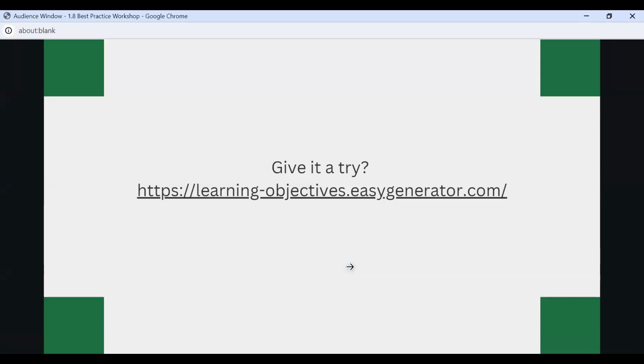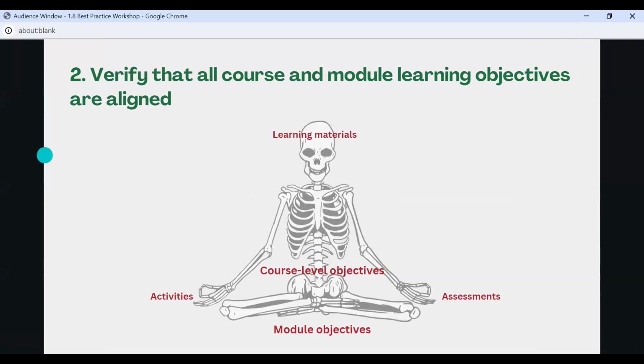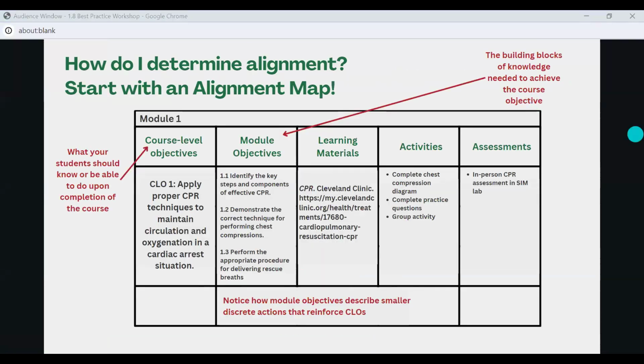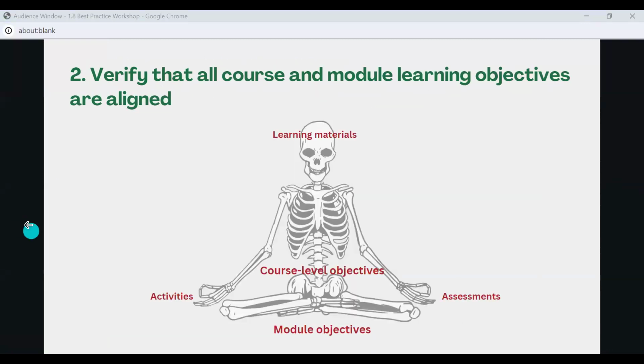But most importantly, we're going to be really focusing on creating observable, measurable learning objectives. And the second thing you'll want to think about is verifying that all your course and module learning objectives are aligned. Because we're in health sciences here, I referenced the skeleton earlier. Here's my skeleton. It's not perfectly organized, but it gives the idea of alignment being integral to your course design and overall course structure, and informing everything you do to provide your students with a meaningful learning experience.